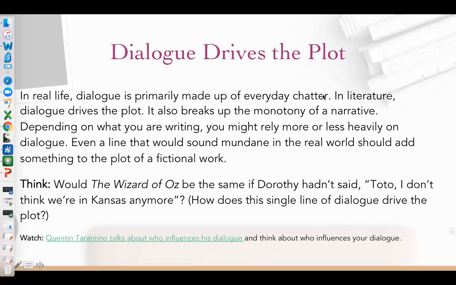Now think about it this way. Would The Wizard of Oz be the same if Dorothy hadn't said, "Toto, I don't think we're in Kansas anymore?" This single line of dialogue does drive the plot. Does anybody want to give a stab at why it does drive the plot? Just this one little line. Well, it kind of says to the reader that obviously the surroundings are so different that there's no way it could be Kansas.